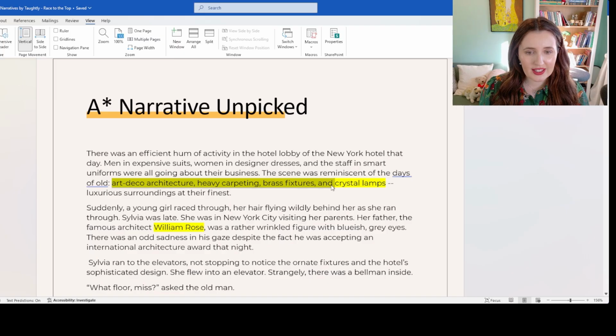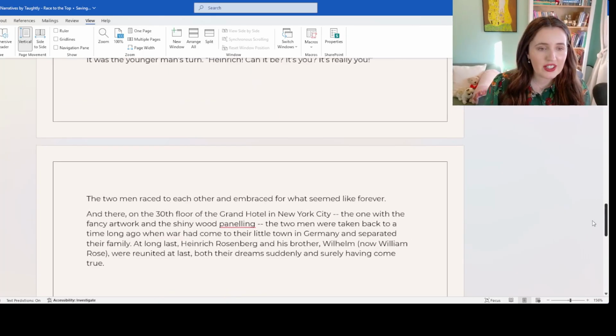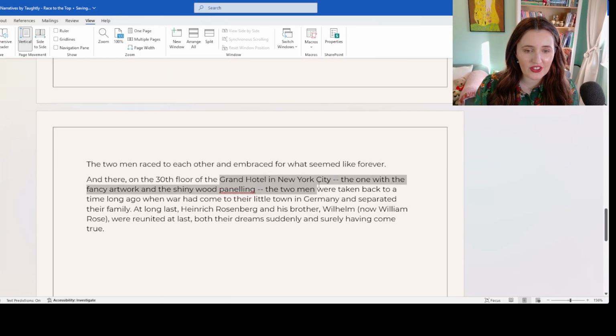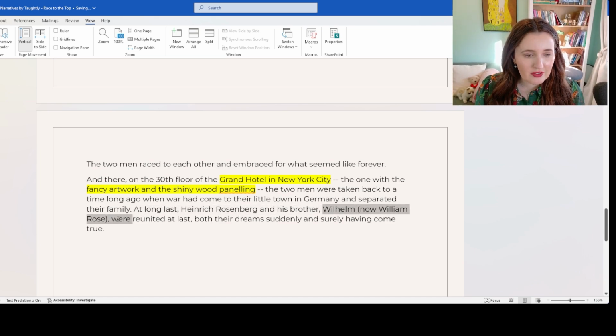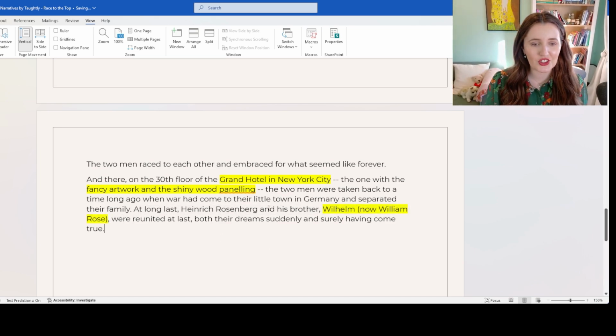So notice this, and the hotel lobby of New York Hotel. And then in the final paragraph, these details are reused. "And there on the 30th floor of the Grand Hotel in New York City, the one with the fancy artwork and shiny wood panelling." So we've got these details being reused, as well as Wilhelm, now William Rose, that detail taking on a new connotation by the end of the story.